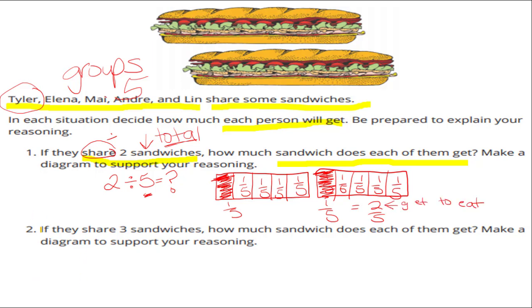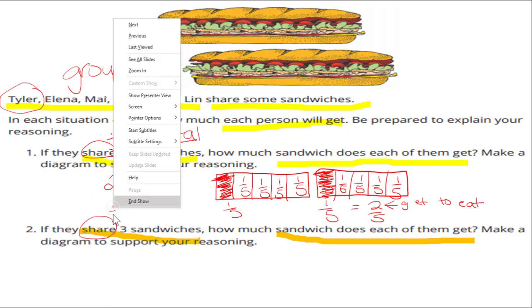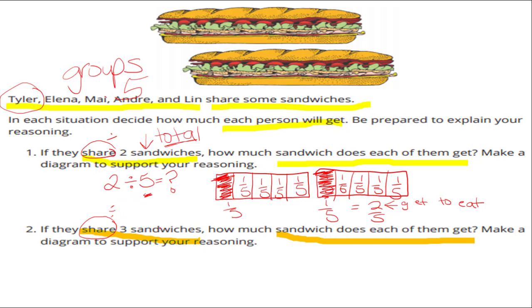Okay, so let's look at number 2. If they share 3 sandwiches, how much sandwich does each of them get? Okay, what word in here tells me that I'm going to do something? Share. Share means I'm going to divide. I have 3 sandwiches. That's my total sandwiches. And I still have the 5 kids. So those are my groups because I'm going to put these sandwiches in the kids. So I have total divided by groups.